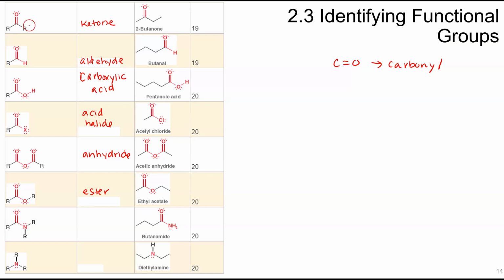If you have carbons on both sides, it's a ketone. If you have a carbon and a hydrogen, that's an aldehyde. If you have the carbon and the OH, that's a carboxylic acid. Carbon with the halide is an acid halide. Carbon with this O other group here is an anhydride. If you have a carbon with an OR, or this ether here, that's an ester. And a carbon with a nitrogen here, this is an amide.